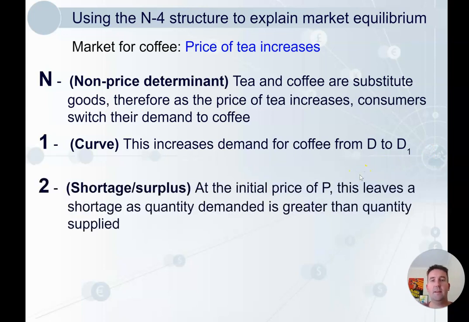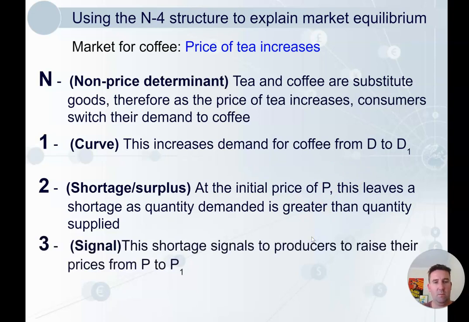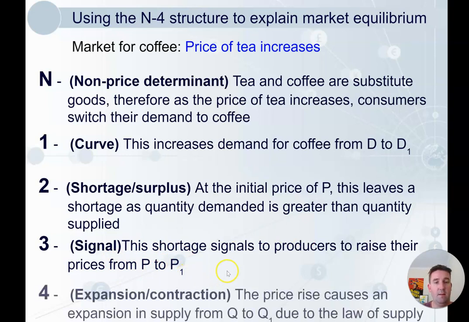Shortage or surplus. At the initial price of P, this leaves a shortage as quantity demanded is greater than quantity supplied. Simple, straightforward. Signal. This shortage signals to producers to raise their prices from P to P1. So now we've P to P1, we've got that. And Q, the quantity. The price rise causes an expansion in supply. So the price has gone up. Producers want to sell more coffee because it's now more profitable, right? So they will expand supply from Q to Q1, and that's due to the law of supply.